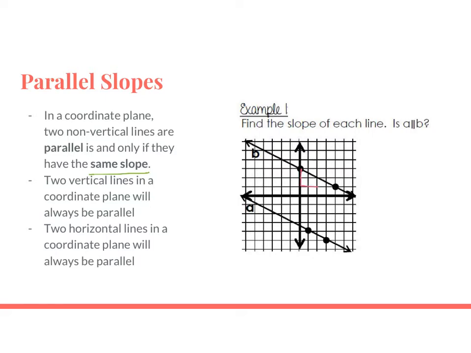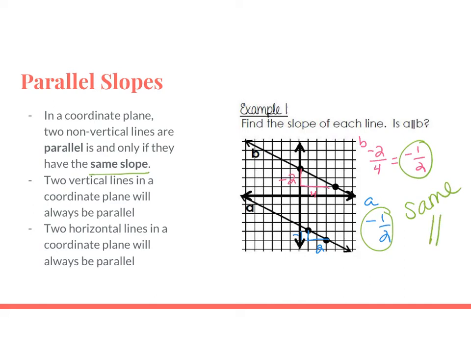So here I'm going to go down 2, right 4, so that's negative 2 over 4 for line B, which is negative 1/2. And then for line A, I'm going to come down 1 and over 2. So they both have a slope of negative 1/2. So since the slope is the same, then these lines are parallel. So parallel slopes are relatively easy.